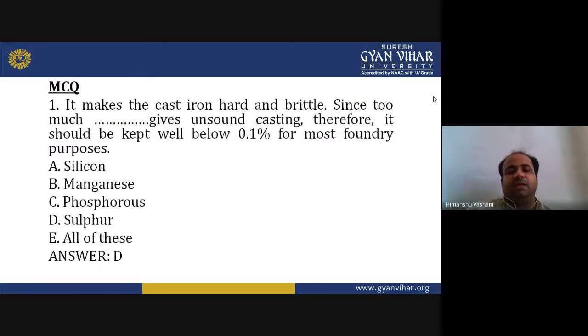Now the first question: it makes the cast iron hard and brittle. Since too much of this gives unsound casting, it should be kept well below 0.1% for most foundry purposes. So what is it called? It is called sulfur.